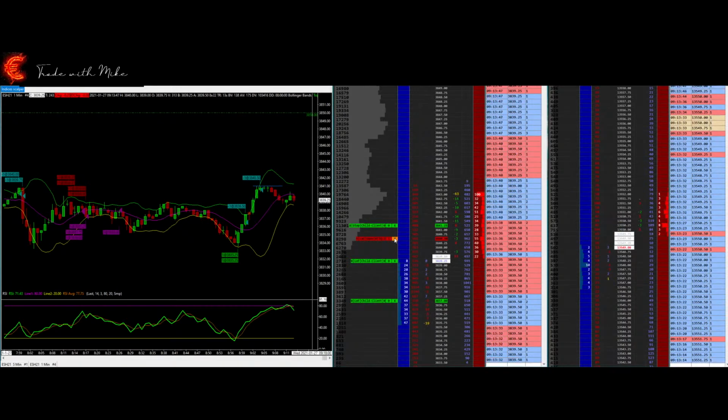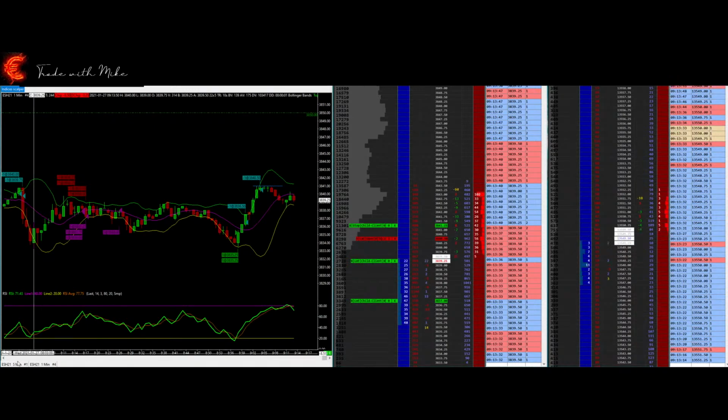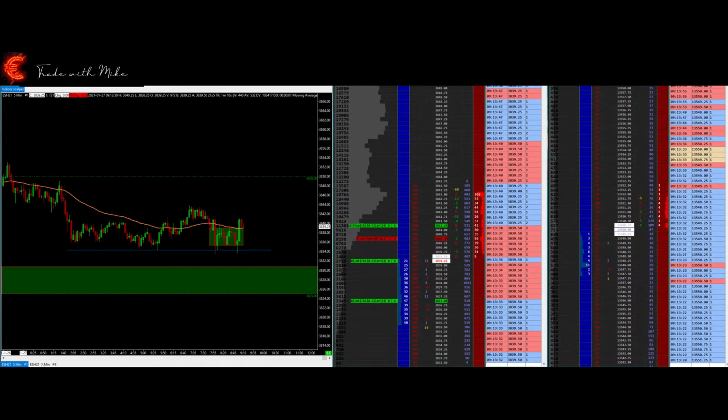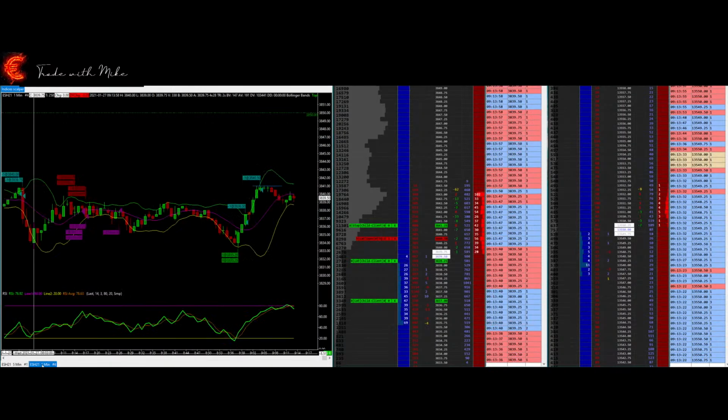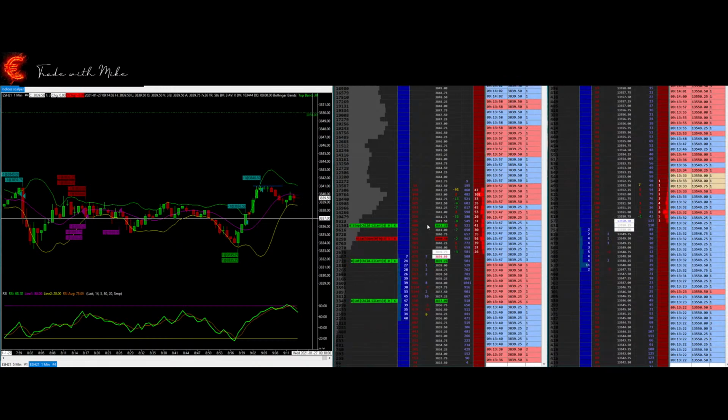It might be a good place to short, but like I said, I'm not forcing it at all. Checking the 5-minute chart. No, I'm not forcing it. I'll just see what happens.